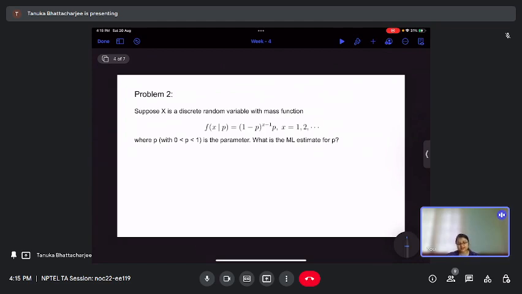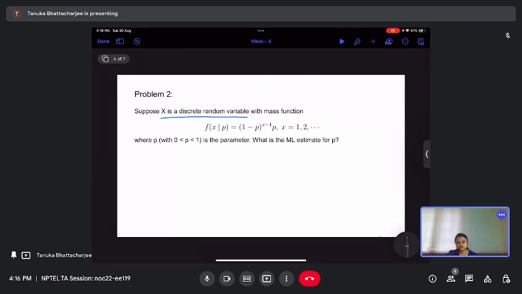Here it says that x is a discrete random variable and its mass function is given as f x given p equal to 1 minus p to the power x minus 1 into p, and x can assume values 1, 2, 3, 4 like that. So all positive integers x can take, and here p is the parameter. The value of p is greater than 0 and less than 1. So this is basically the geometric distribution. So we have to tell what is the ML estimate, or the maximum likelihood estimate, of p.